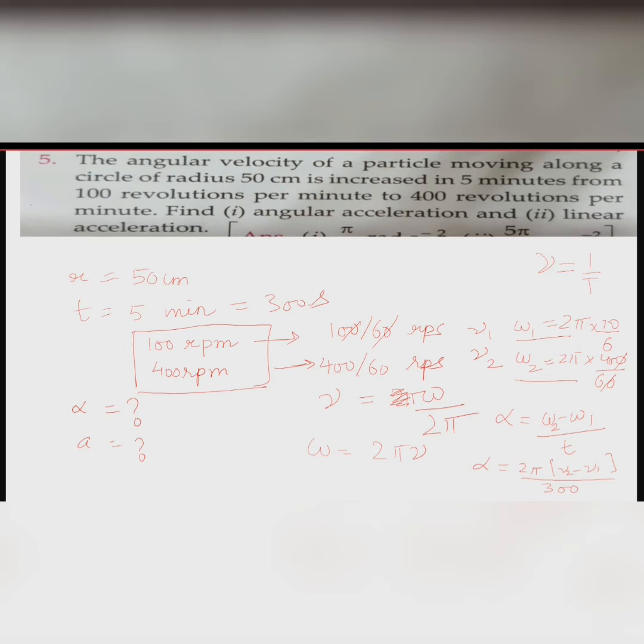This would give me the angular acceleration. Once you have the angular acceleration, then linear acceleration simply would be r alpha. R is given in the question. 50 centimeter को you will convert into meters. Clear with this? Yes, ma'am. Okay.